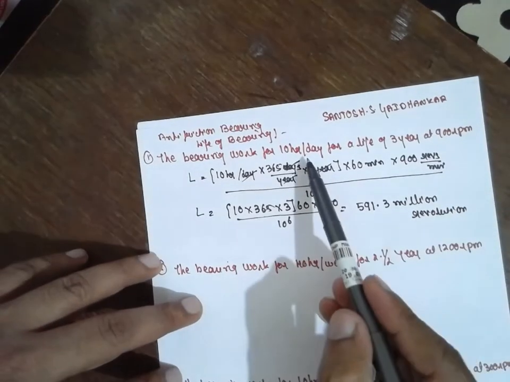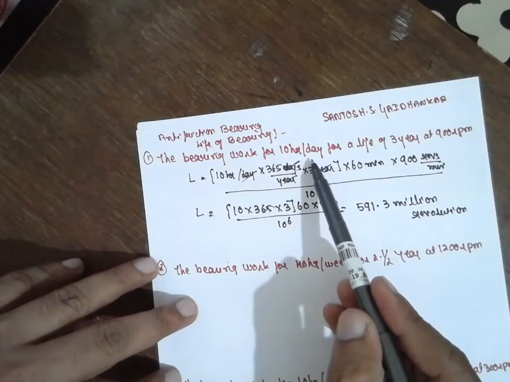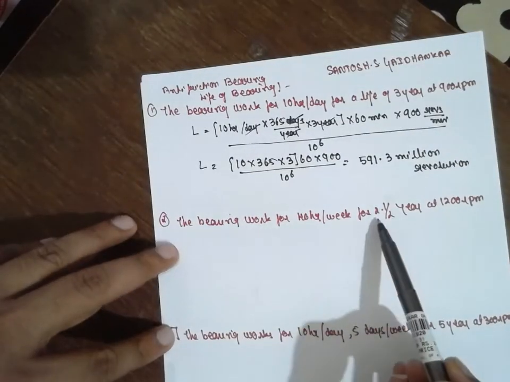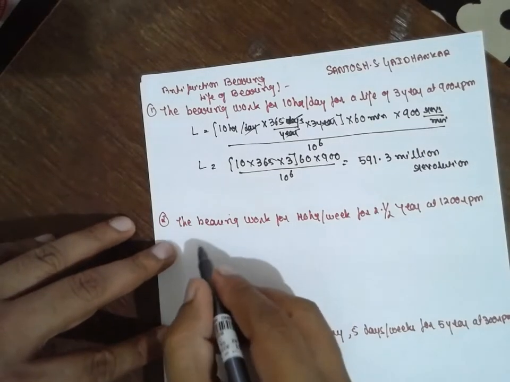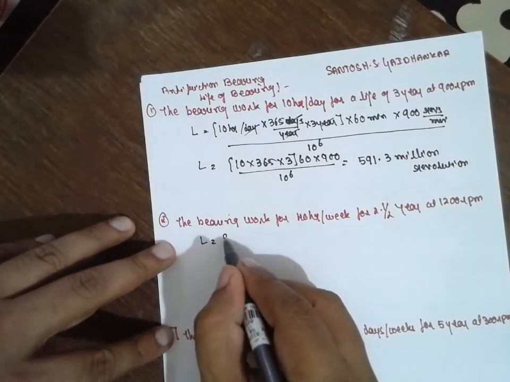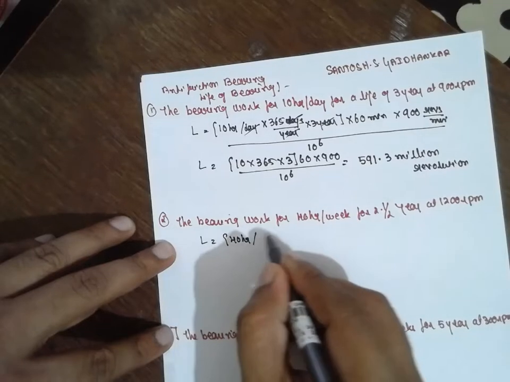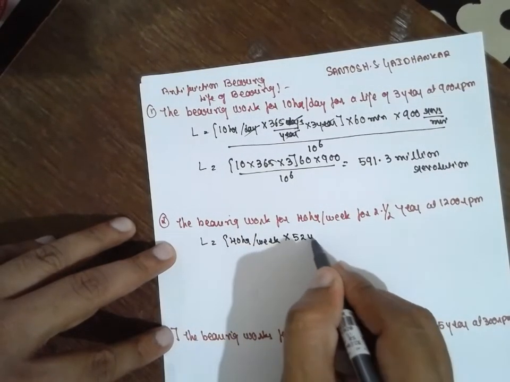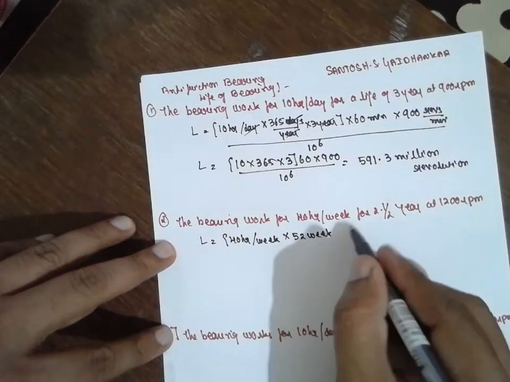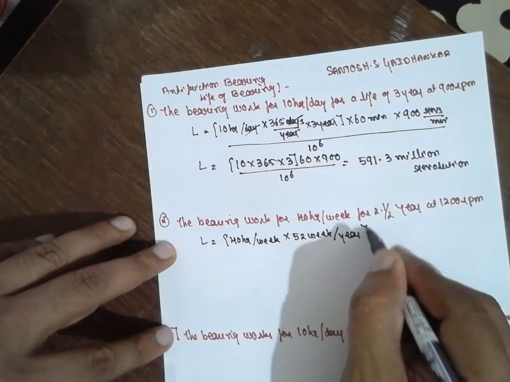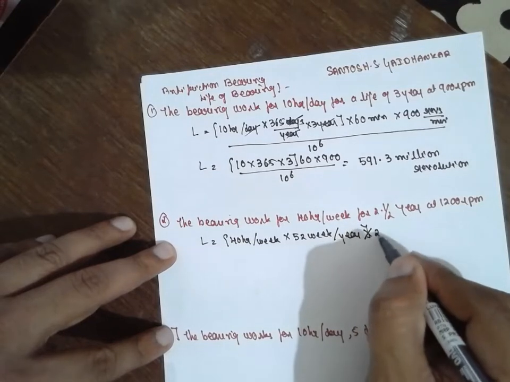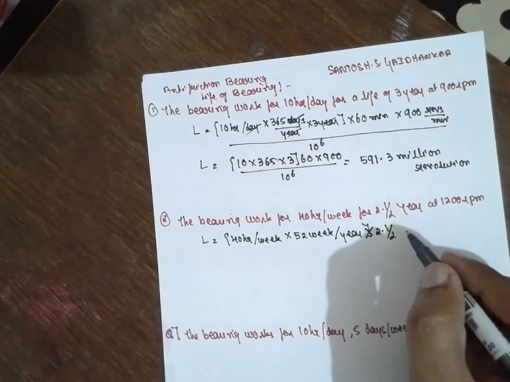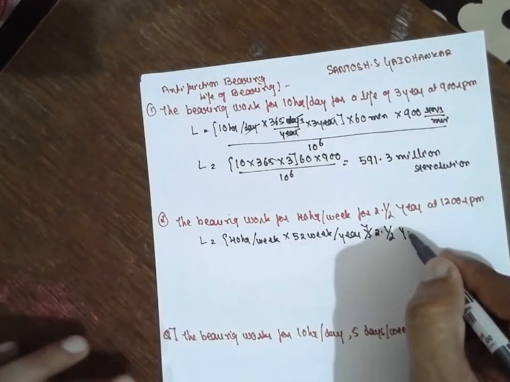Okay, if the same problem is given in terms of weeks, I will take one more example here. In terms of weeks, what do we have to do? It can be done as L is equal to 40 hours per week into 52 weeks per year into 2.5 years.